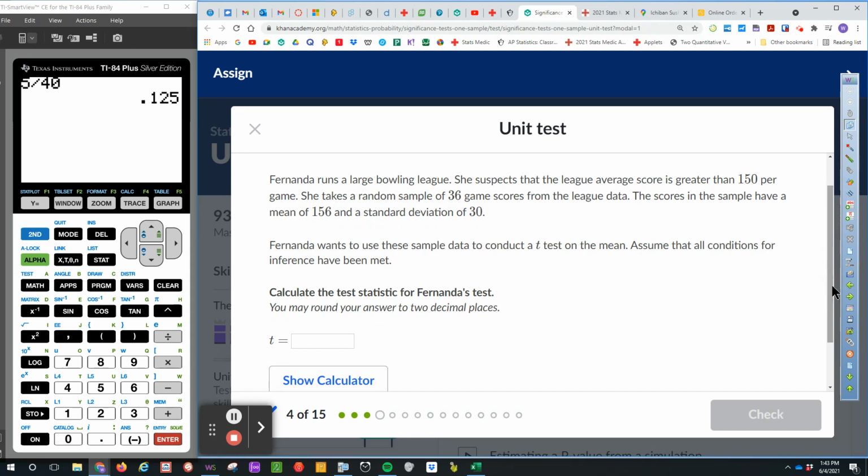Okay, so Fernanda runs a large bowling league. She suspects that the league average score is greater than 150. By the way, that's average, right? Because a perfect game is 300 and half is 150. So she suspects that the league average score is greater than 150 per game. She takes a random sample of 36 game scores from the league data. The scores in the sample have a mean of 156 and a standard deviation of 30. Fernanda wants to use this sample data to conduct a t-test on the mean. And this is a t-test because we are using the mean.